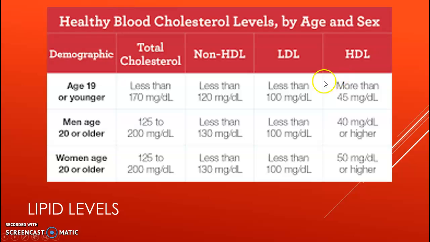So when you look at the levels, notice the higher the HDL, the better off you are. The lower the LDL, the better you are. And this gives you a range. So you go, okay, if my total cholesterol is 125 to 200, you can go 50 over 125 to 200 and get a ratio. You can do your LDL cholesterol as a ratio over your total cholesterol.